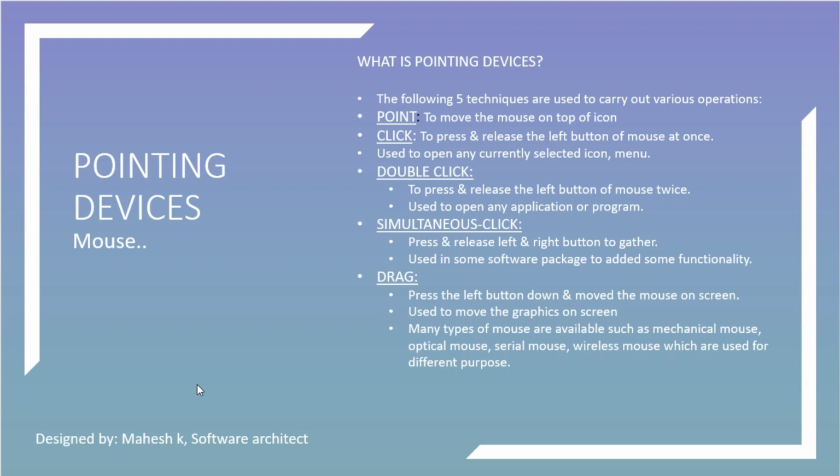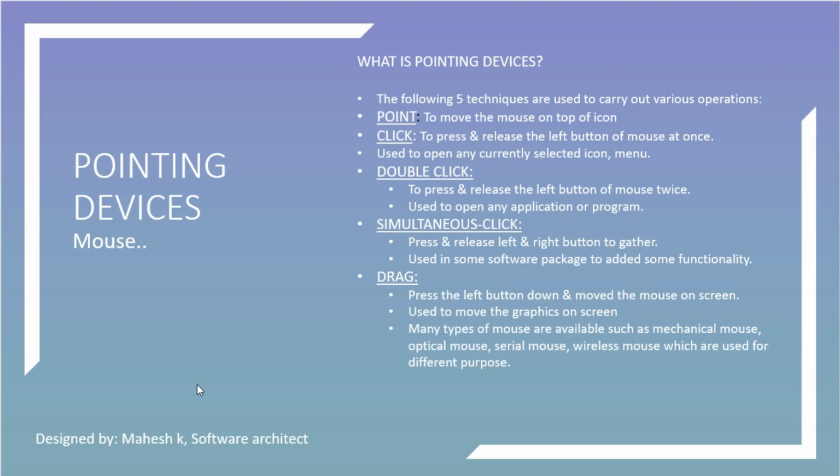Double click: to press and release the left button of the mouse twice at a time. It is used to open any application or program. When you double click any icon, it will simply open that folder or file. If you do a single click, it will only select that icon. Simultaneous click: press and release the left and right buttons together, used in some software packages to add some functionalities. Drag: now the important part is drag.